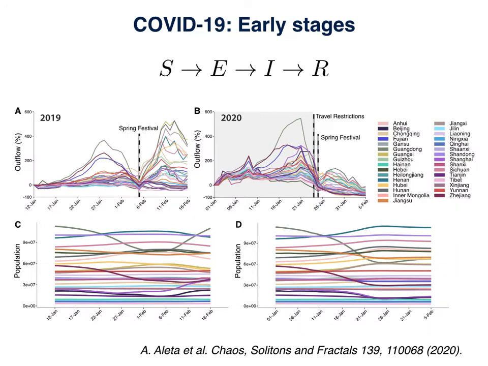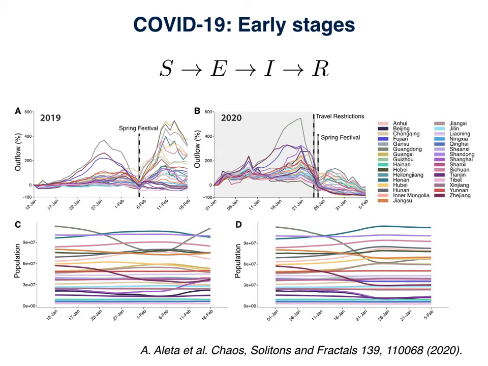Unfortunately, that was not the case, and the reason is very simple. When you compare panels A and B, which represent the mobility around the Spring Festival in 2019 and 2020, you see that in 2019 you have two waves. One wave starts one or two weeks before the Spring Festival, when people move to the place where they will celebrate it. And then once it is finalized, you go back home. So essentially, around the Spring Festival you have the minimum of mobility in that period.